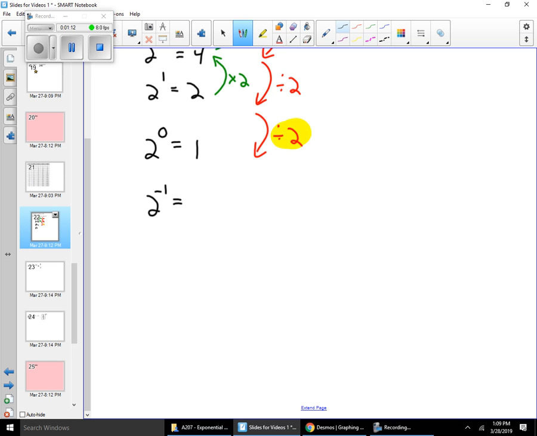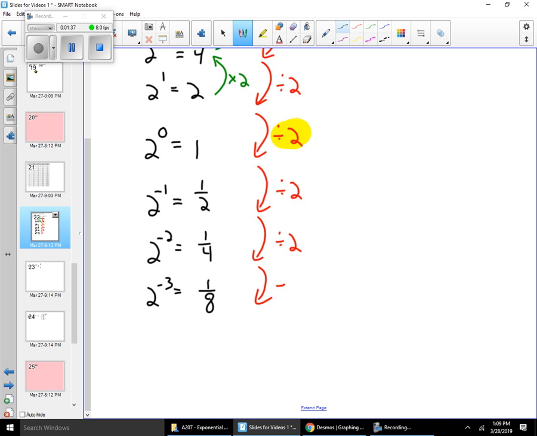So what about negative exponents? Well, 1 divided by 2, that's 1/2. And I could keep going. 2 to the negative 2, well, that's just dividing 1/2 by half. Half of a half is a quarter. If I do that one more time, 2 to the negative 3rd power, well, half of a quarter is an eighth. So we can use this idea of repeated division to get these negative exponents.